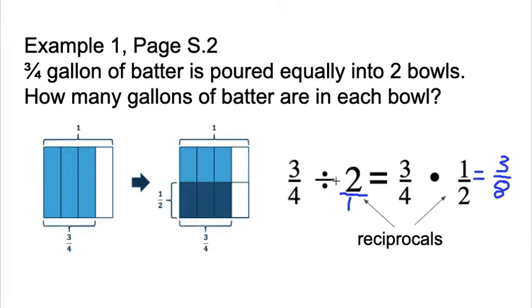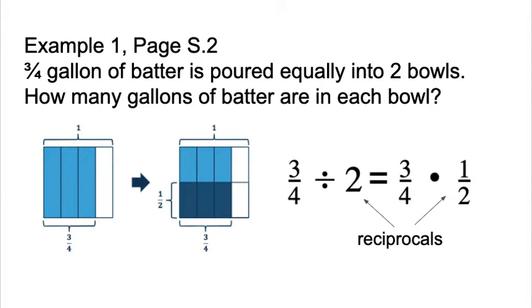So we end up with a division problem. First of all, we write it as a division problem, but then we change it to a multiplication problem. We're going to be doing that a lot when we're dividing with fractions, changing it to a multiplication problem. We find an equivalent multiplication problem that we can do. Okay? And that's what we did right here. We found an equivalent multiplication problem that we could do. So multiplying by the reciprocal of 2 gave us an equivalent multiplication problem. We end up with 3/8. So that's how much of the batter is in each bowl.